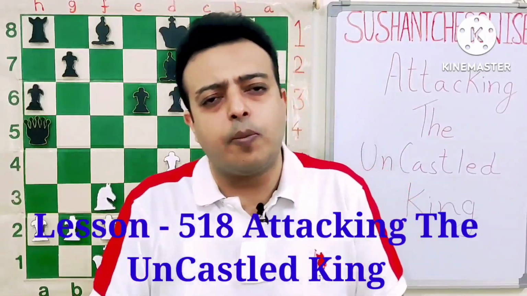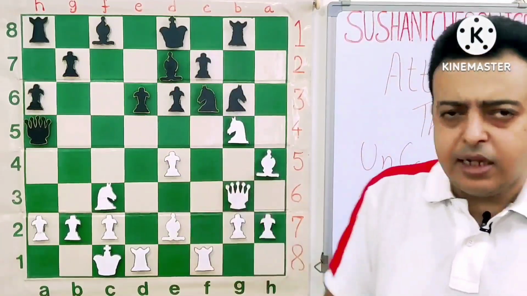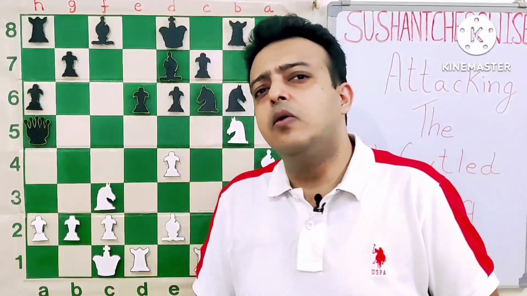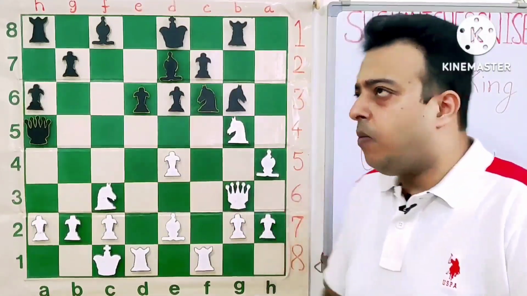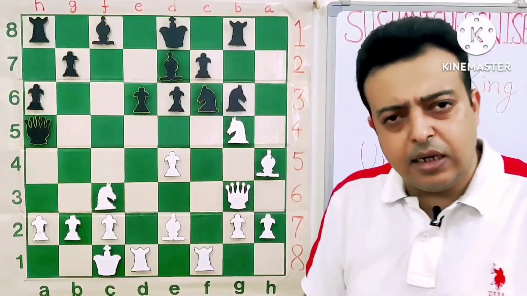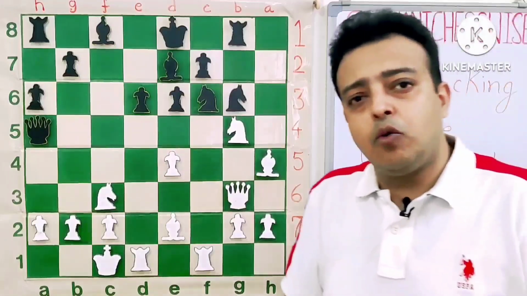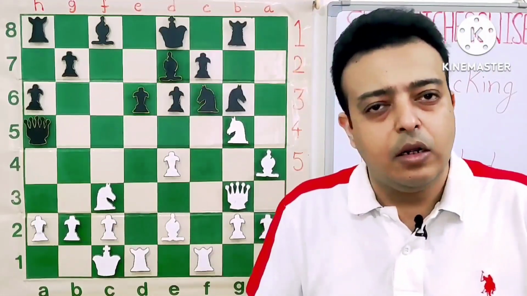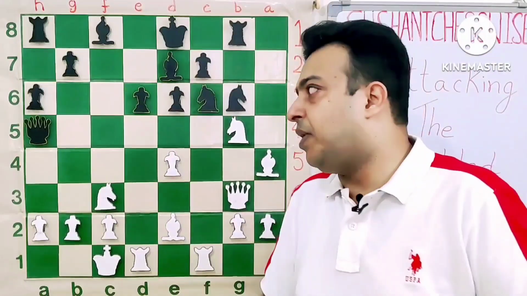Today we are at the next topic, that is attacking the uncastled king. We have got an example based on our previous topic only, where we discussed the various indicators of attack. Today we have got a position where we see the uncastled king, that is also the king in the center. In this example we will try to use whatever indicators of attack we have learned so far. So it will be like a bit of revision before we go into new indicators of attack.